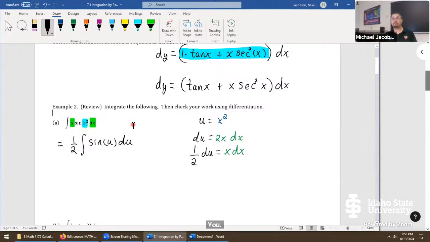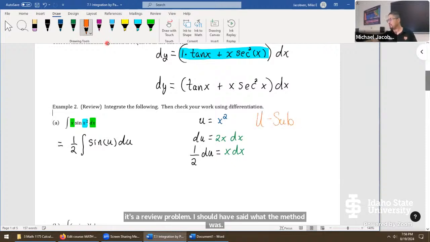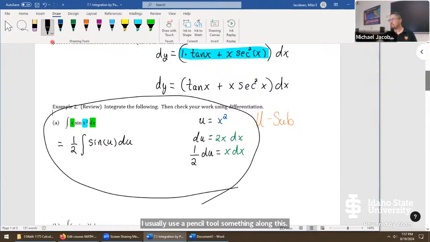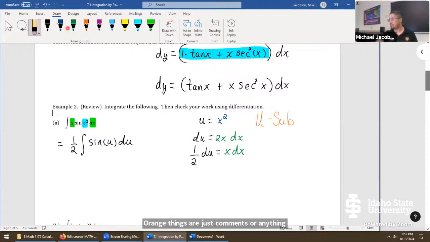Any questions, folks, with that first step in u substitution? Okay, because it's a review problem, I should have said what the method was. This is a u sub. On these notes, whenever I'm making an extraneous comment, I usually use a pencil tool, something along this color. That way, if you're thinking of what should I put in the homework, it's usually this stuff. Orange things are just comments or anything extraneous that's going along with the notes for the lecture.